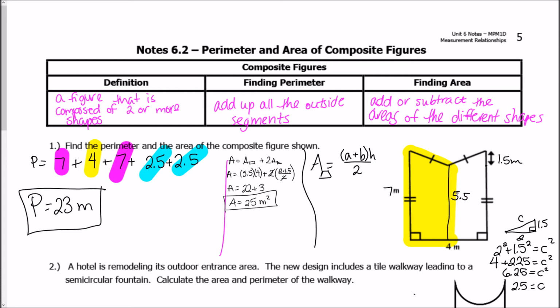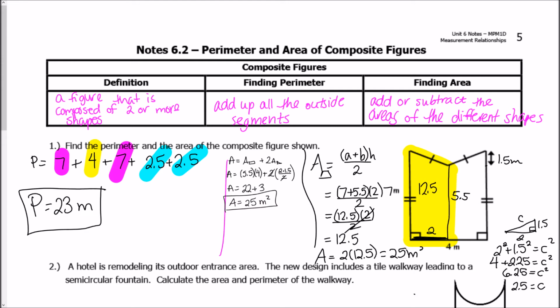So here, my A is 7, my B is 5.5, and the height right here is half of this full length, or 2. Okay, so I'm going to say that it's equal to 7 plus 5.5 times the height divided by 2. And when I do 7 plus 5.5, I get 12.5. Multiply that by 2 and then divide by 2. I don't really have to do that because those are going to cancel each other out. And we get an area of 12.5. But that's the area of the trapezoid. There are two equal trapezoids, so the full area would be 12.5 doubled, or 25 square meters.